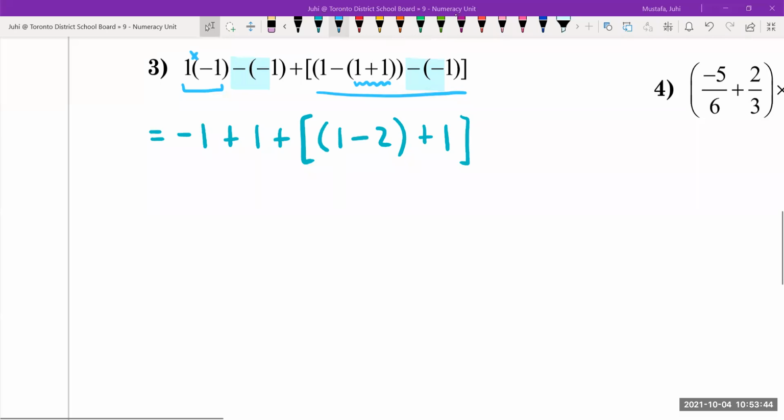All right, so what am I going to do next? Well, I still have this bracket to deal with. So I am going to keep the -1 there. I'm going to keep the +1 there. I'm going to keep the plus sign there. I'm going to go ahead and solve everything inside this bracket.